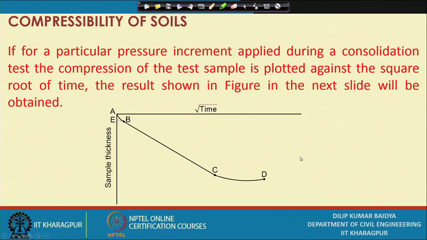Now, T versus U, you know, and now T versus sample thickness observation. It is seen that for a particular pressure increment applied during a consolidation test, the compression of the test sample is plotted against the square root of time versus sample thickness. If it is plotted, then we get a curve like this.